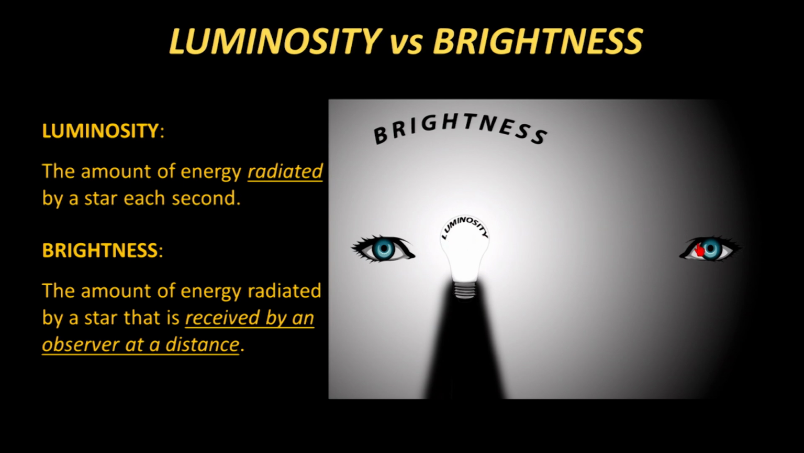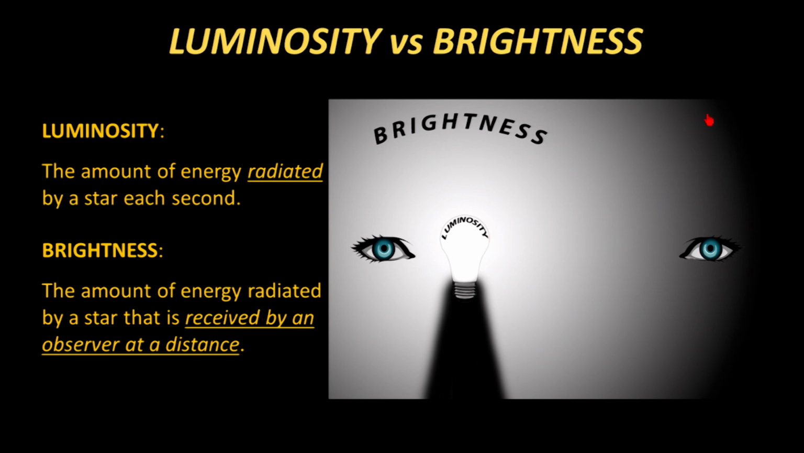If you now move to this distance, you'll notice that the light now reaching you is more spread out, and so the amount of light that reaches you is much less than what it was over here. Even though the light bulb is producing the same amount of energy, the amount of light that gets to you is based on your distance. So the brightness of the light bulb is different for this person than it is for this person, even though the luminosity doesn't change. Luminosity is the amount of energy that is being produced, and brightness is how much of that energy gets to you at the distance that you happen to be.